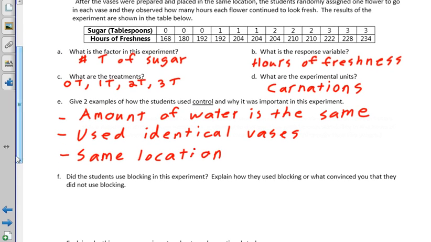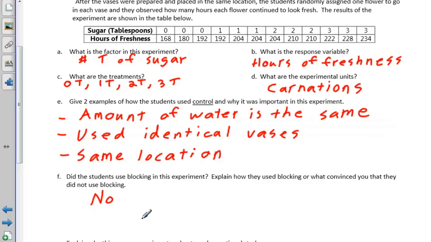Did the students use blocking in this experiment? No, there's no indication that they did. All right, so what would be an example of blocking appearing? Do you remember what blocking means? Like, if they put them into groups of 0, 1, 2, and 3 tablespoons? Okay, but it kind of sounds like they did. There are 4 different groups, and in each group there are 4 flowers. One has 0, one has 1, one has 2, and one has 3. But what would be different about the groups other than that?